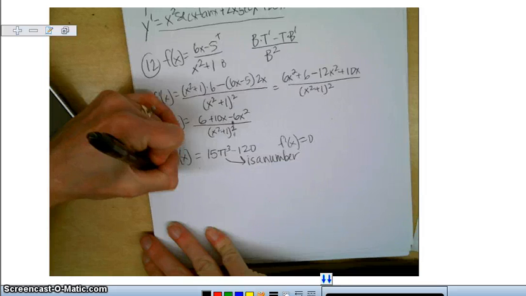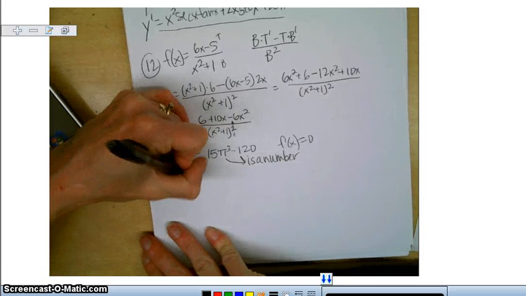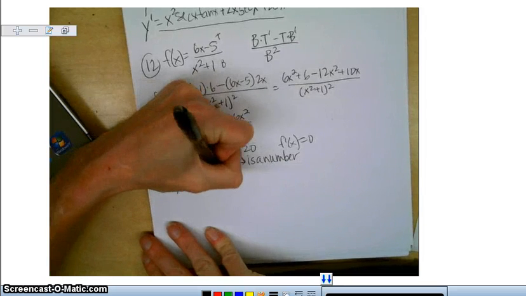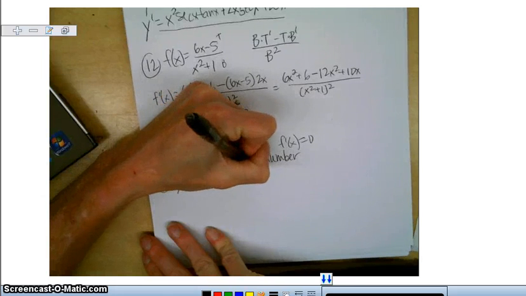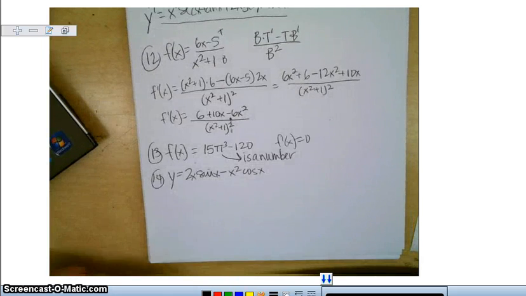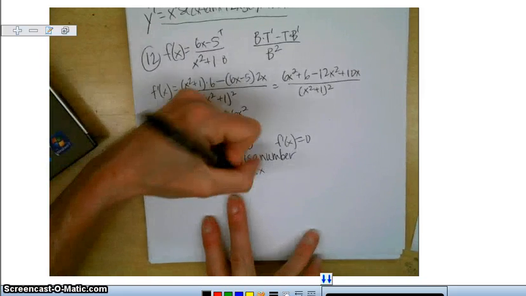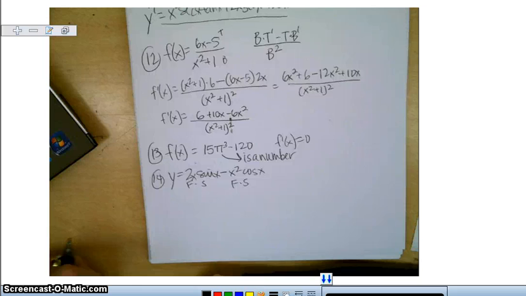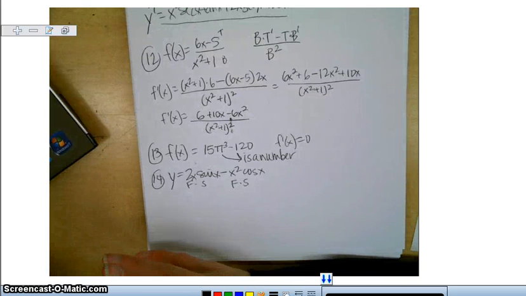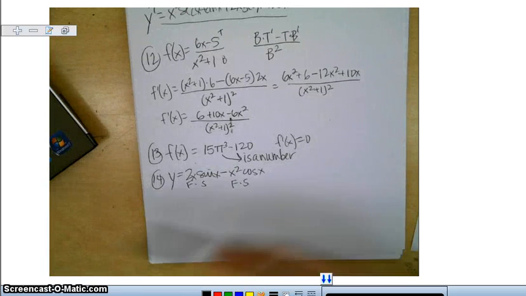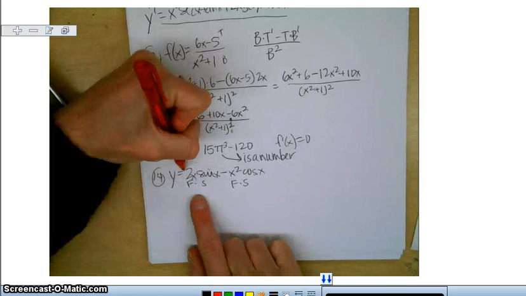All right, number 14, we've got y equals 2x sine of x minus x squared cosine of x. This is a double product rule problem. This is a product, first times second. This is another product, first times second. I'm using a combination of the product rule and the sum and difference rule. So the first thing I'm going to do is use the product rule on this part.